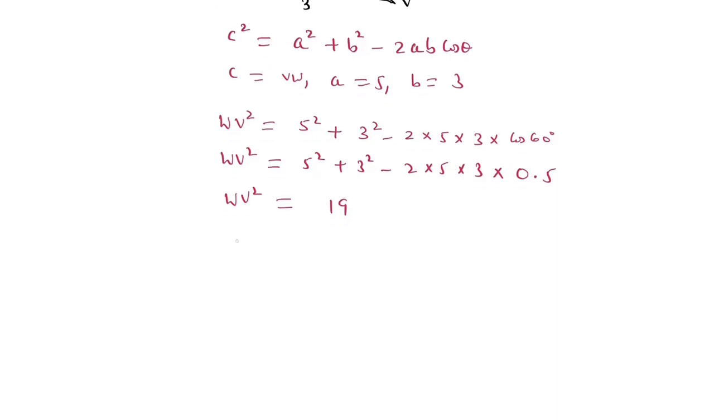Our equation is going to be WV equals under root 19. Okay, so next we are going to read the root from the table. The value is going to be 4.36, and this is going to be our answer.